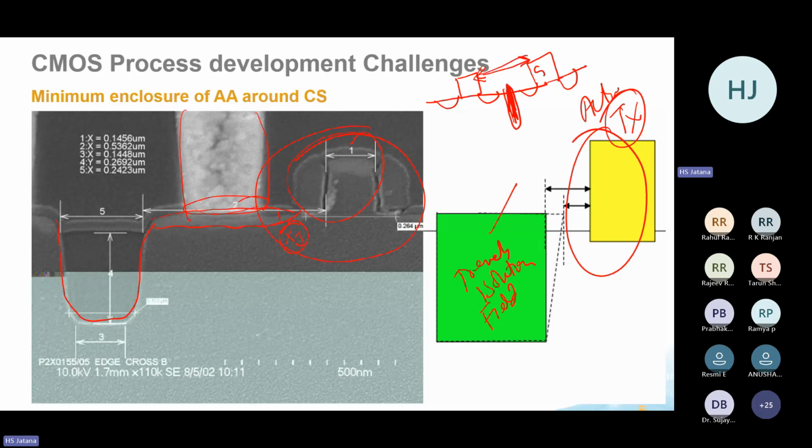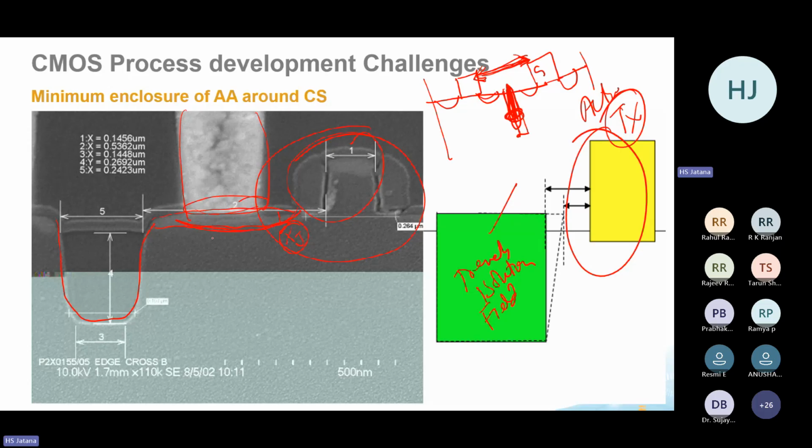Poly to poly dimension is given in each node. In each process node, they give this. So if I want to reduce this dimension in this area, I can have more packing density. So one is I need isolation, it will eat up some space, right? Then this is a source. The blow up diagram is, this is a source.